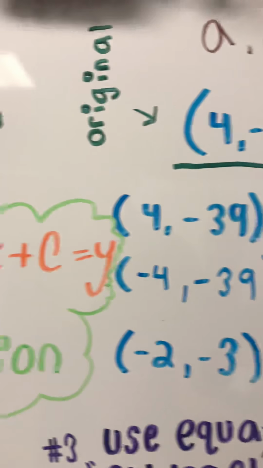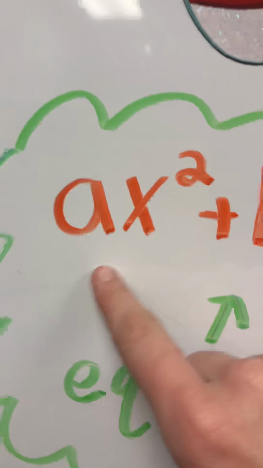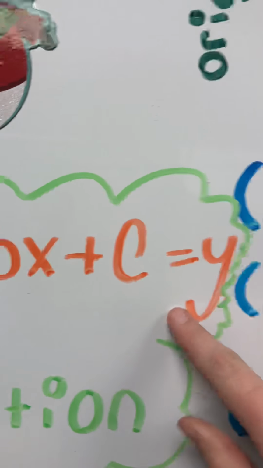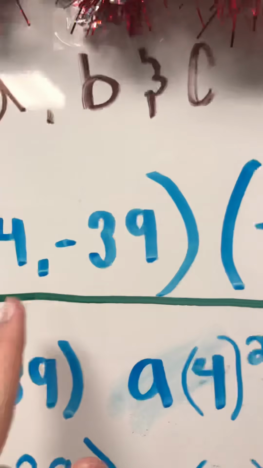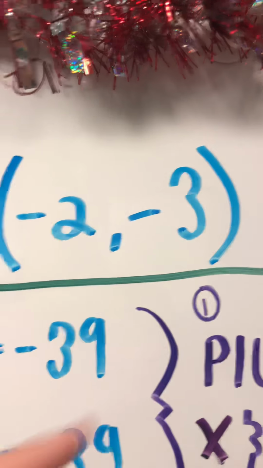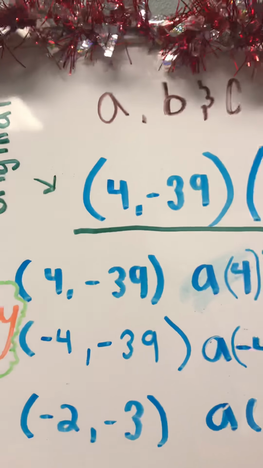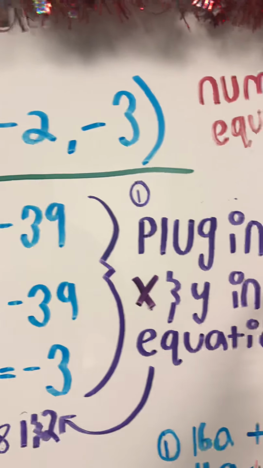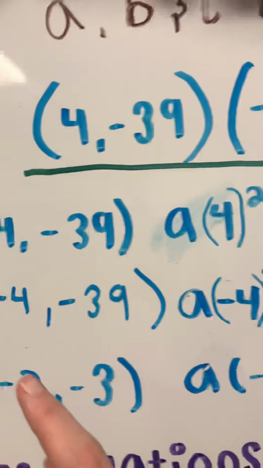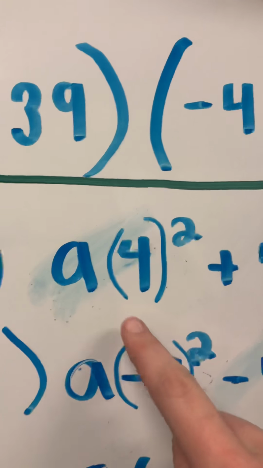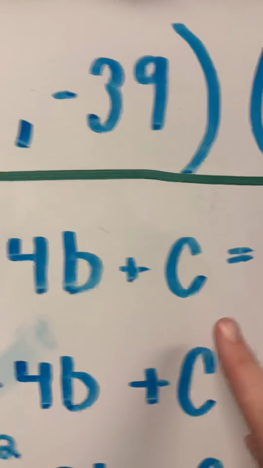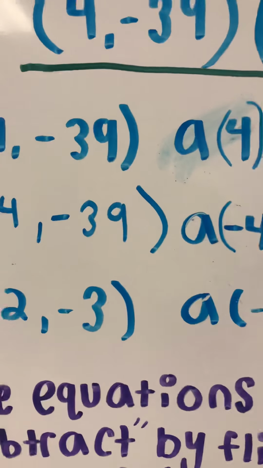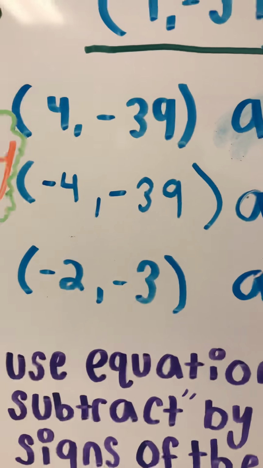For this problem, you use ax squared plus bx plus c equals y. This is the equation. You were given 3 points, and with these 3 points, you are going to plug them into the x and y of the equation. So for this one, it is ax squared, so you put a 4 since it is x. And then you will do this for all 3 of the equations from the 3 points that you have.